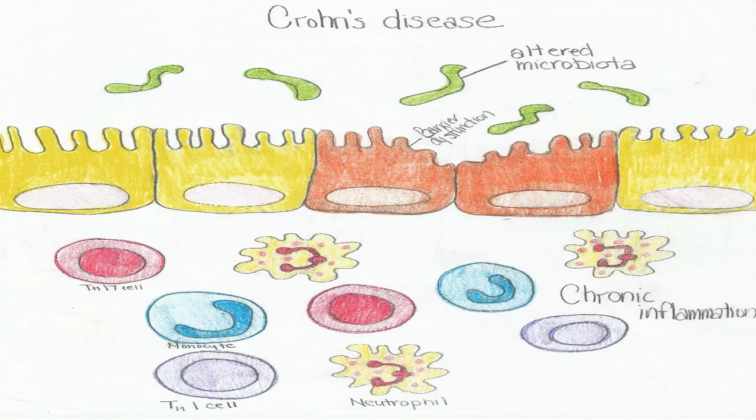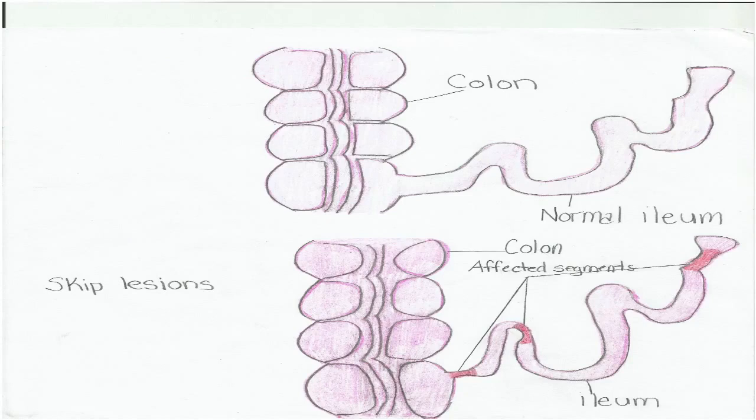As mentioned earlier, Crohn's disease may affect any area of the digestive tract, but occurs most frequently in the small intestine, particularly the terminal ileum and sometimes the ascending colon. Skip lesions can be seen when inflammation occurs in segments that are clearly separated by areas of normal tissue.